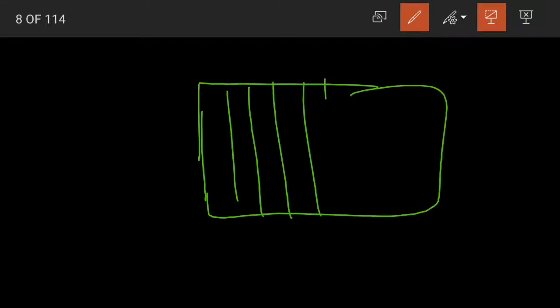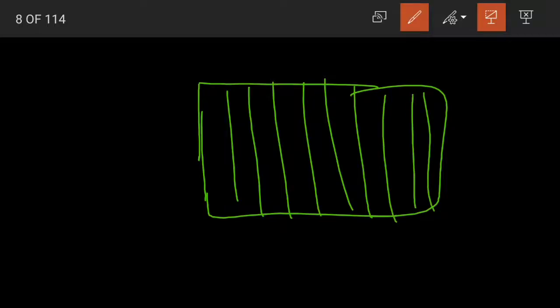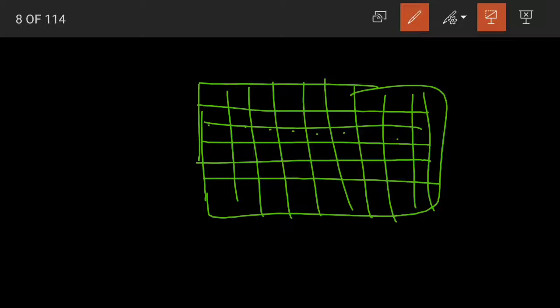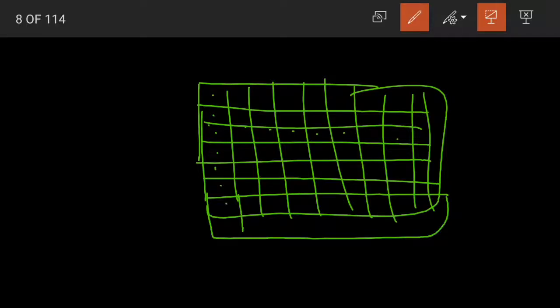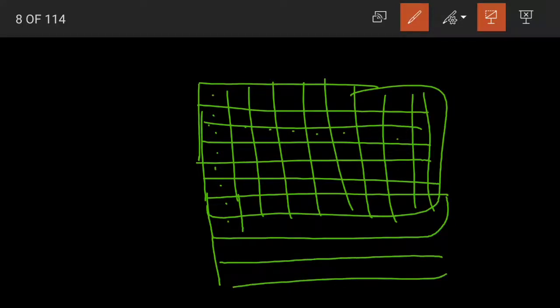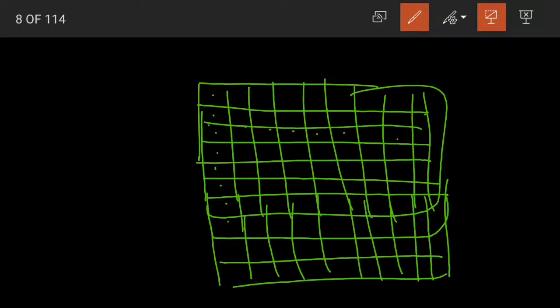What are they saying? If I take the square sheet, 1, 2, 3, 4, 5, 6, 7, 8, 9, 10 parts. Again, if I divide this into 10 equal parts, yes children, I'll draw this quickly. Now it was already divided into 10 parts and again I further divided it into 10 more parts. So the total number of parts would be 10 into 10, that is 100.